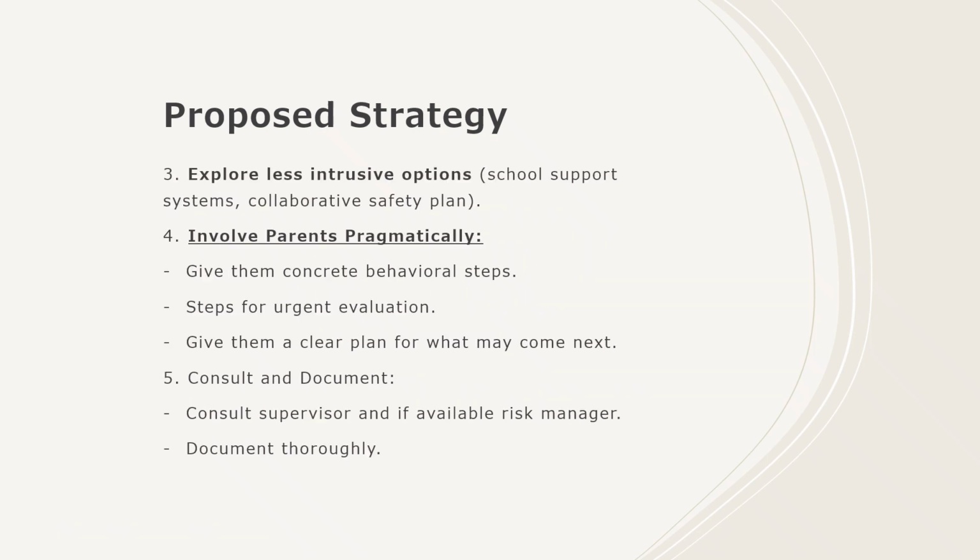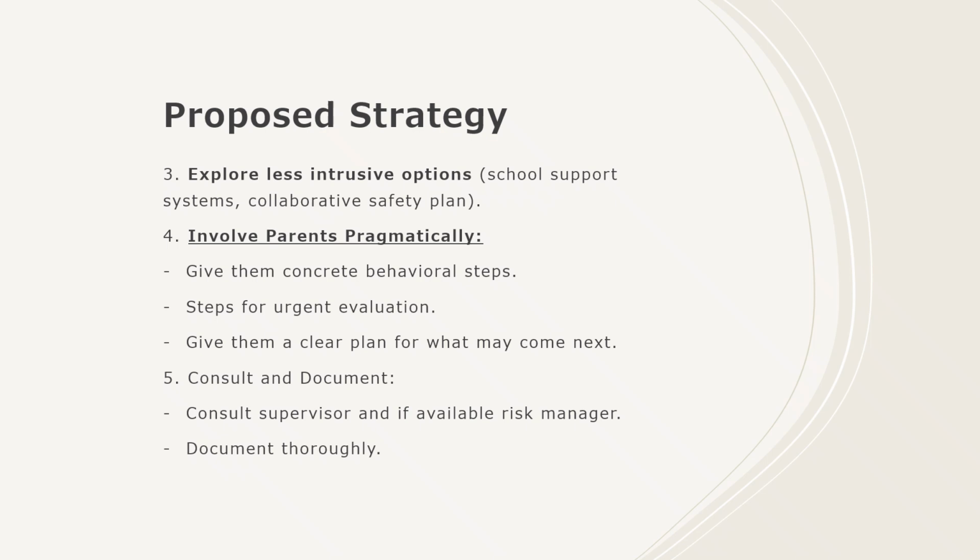Then you could explore less intrusive options, which include creating a collaborative safety plan and using school support systems. For number 4, you need to involve parents pragmatically and give them the concrete behavioral steps that they need to watch out for or what they should not allow. And you should let them know about the steps for urgent evaluation when it comes to him, whether that be going to a doctor or seeking further professional help. And you need to give them a clear plan for what may come next.